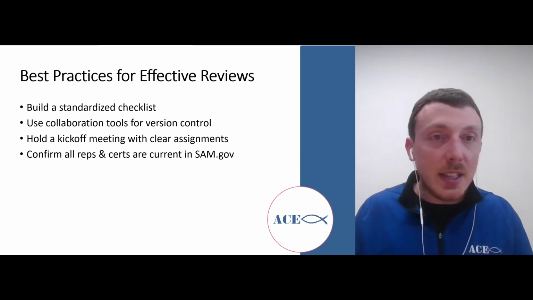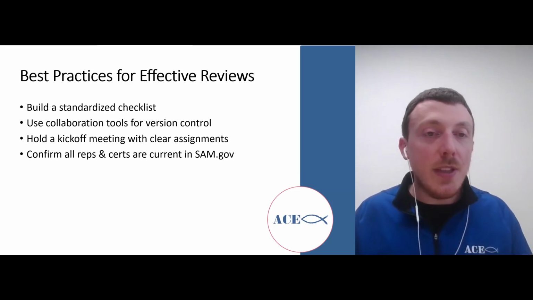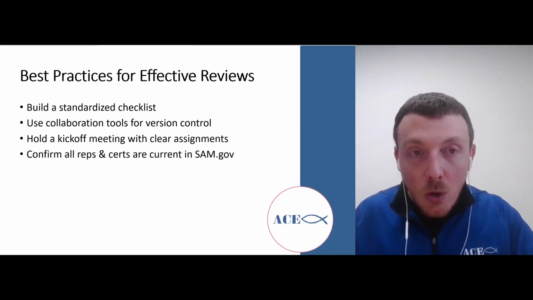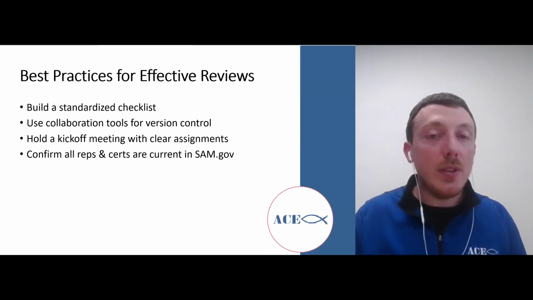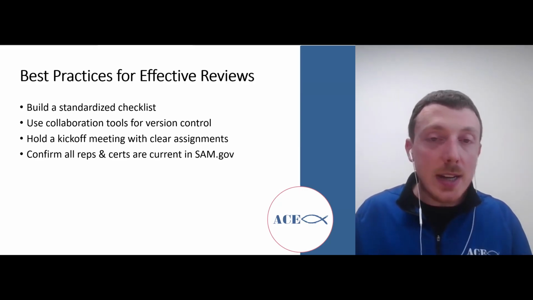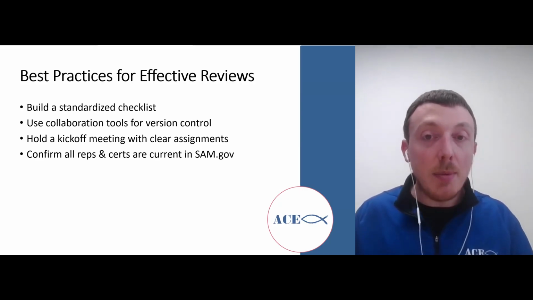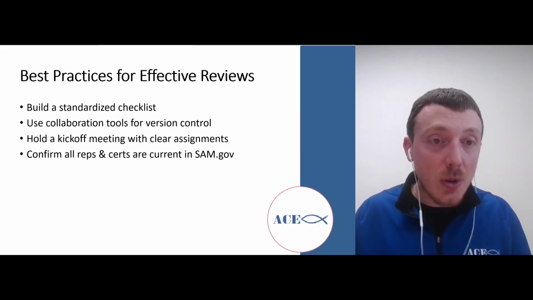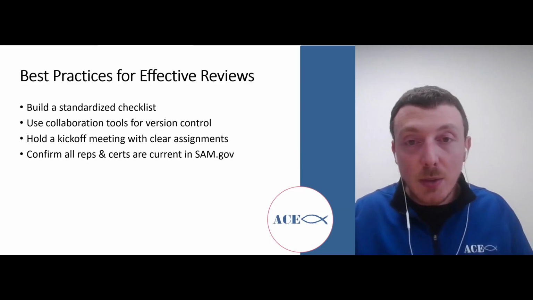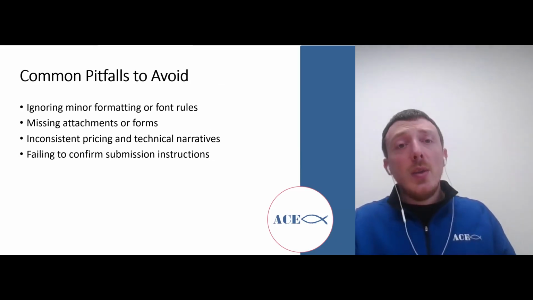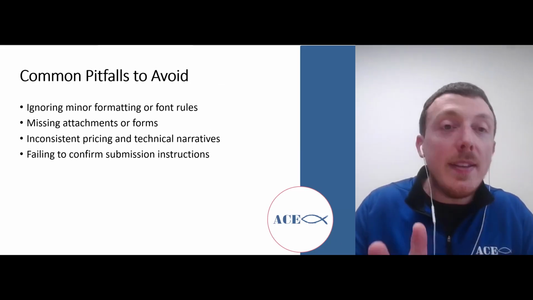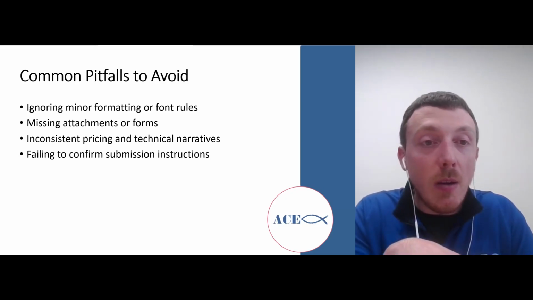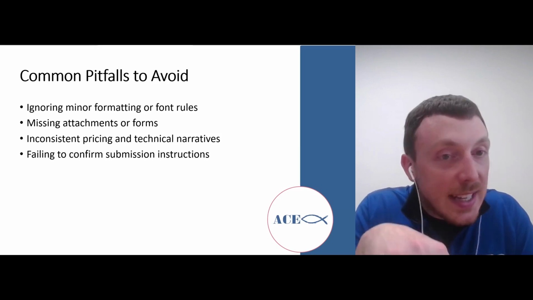And then lastly, just for best practices, you want to make sure that everything you're doing conforms to what they're asking for. A lot of that falls down to your reps and certs in federal contracting. A lot of that is going to be how your company is positioned on sam.gov, but you have to do your due diligence and make sure that there are no surprises at the end. Pitfalls to avoid. We want to make sure that we're digging into these minor formatting rules. We want to make sure that we are not missing attachments, forms.